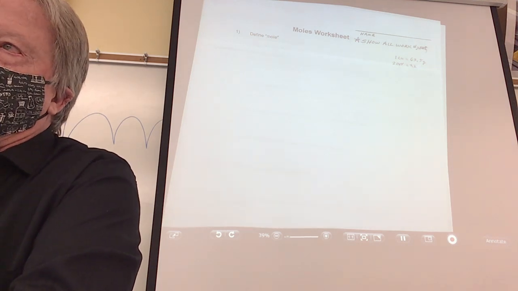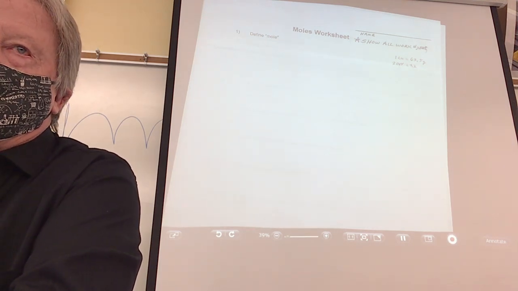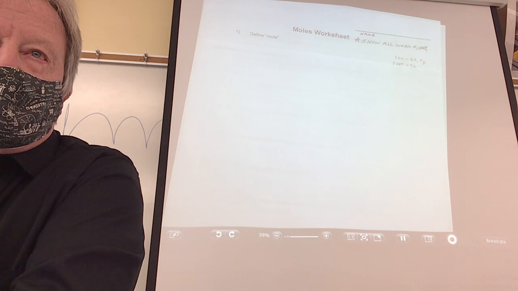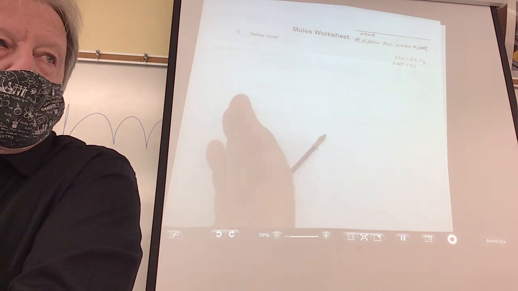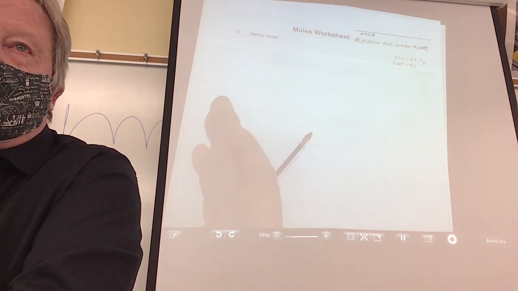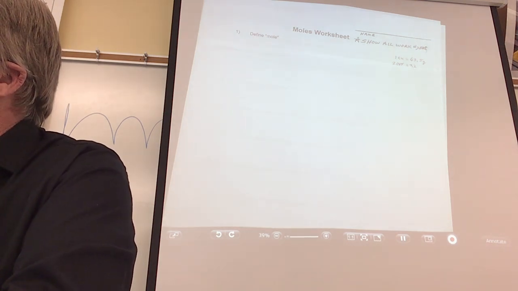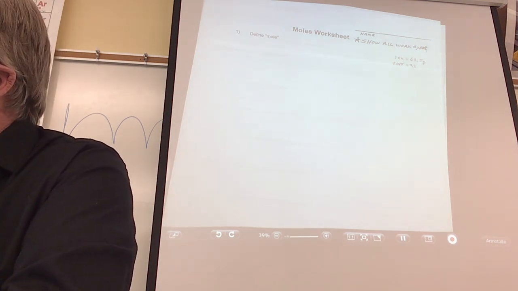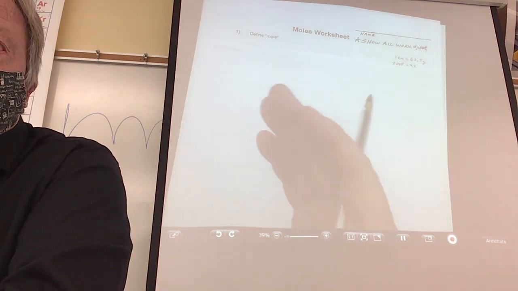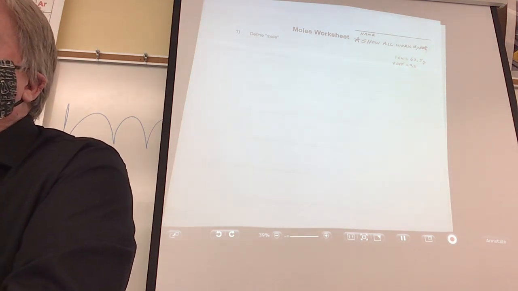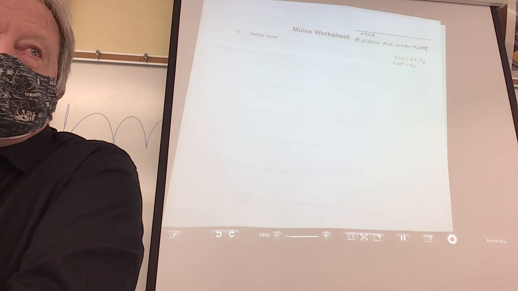Is it really something I can't understand? Can you understand that a dozen is 12 of anything? Then what is a mole? It's just not 12. What is it? 6.02 times 10 to the 23rd of anything. Particles, right? So it's not a measure of mass. It doesn't tell you mass.